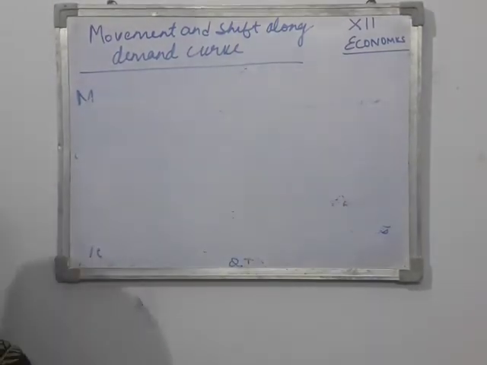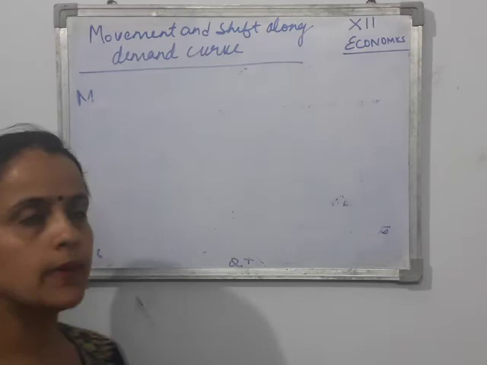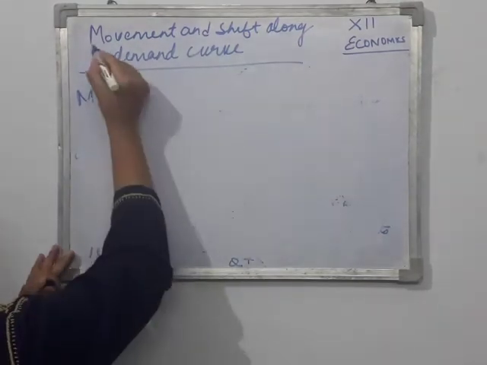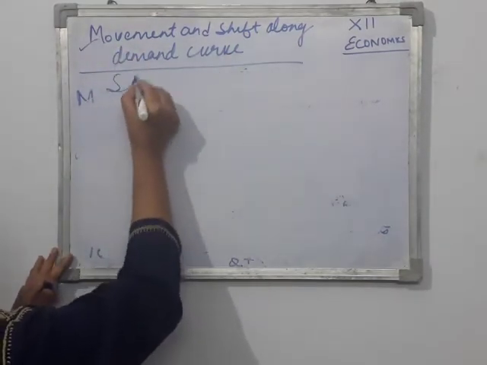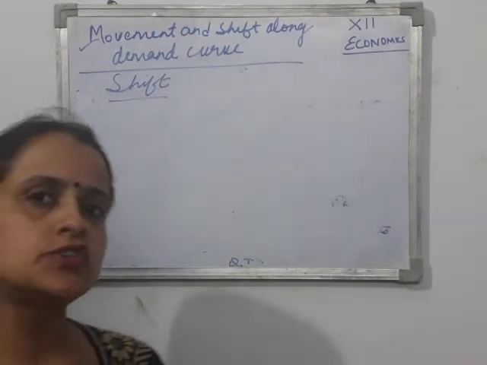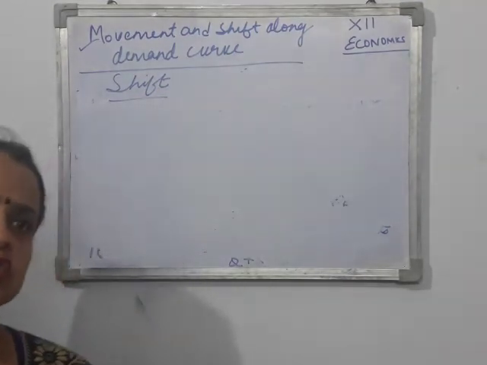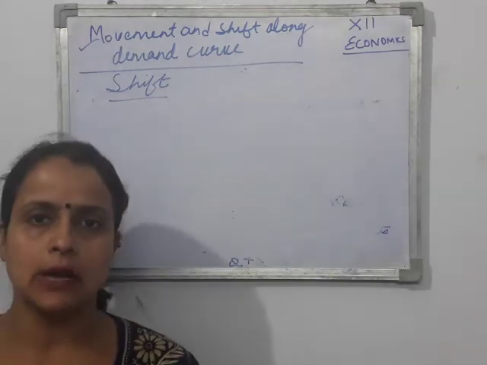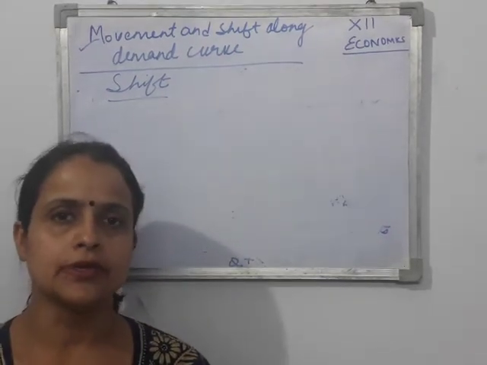Now class, now children will read shift along the demand curve. Now we have done movement, now we are going to do shift. There is not much difference between demand and shift. Only the difference is a bit in the diagram and in the reason.